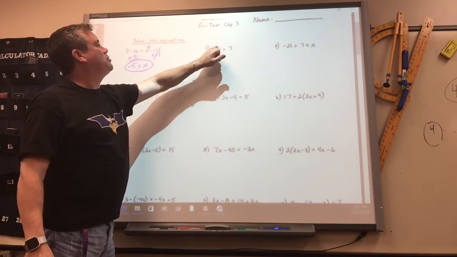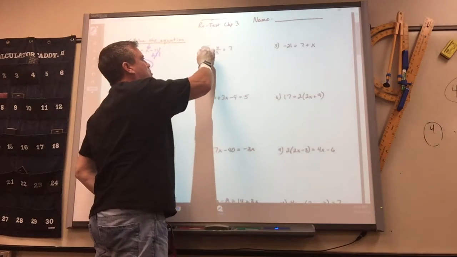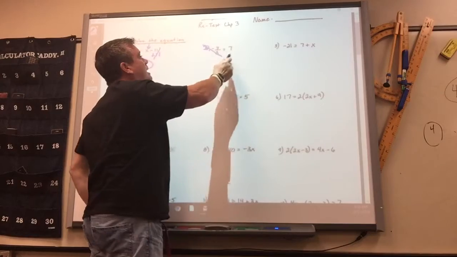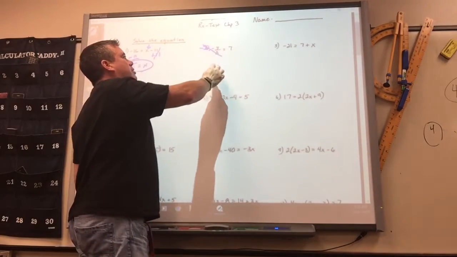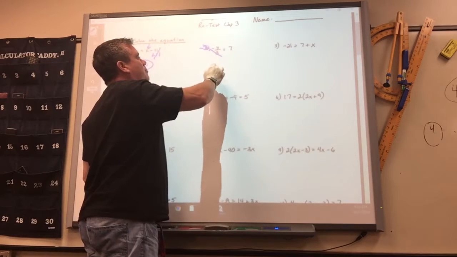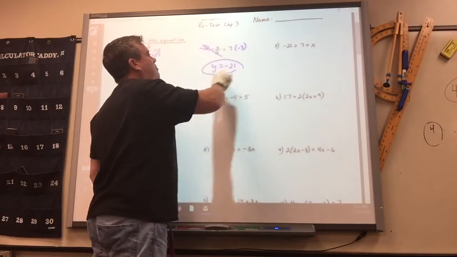Here, it's y divided by 3. So you do the opposite of divide by 3, you multiply by 3, because then they cancel. There's still a negative there, so you could just as well take it times a -3, because then they would cancel too. So take this side times -3, and you get -21.